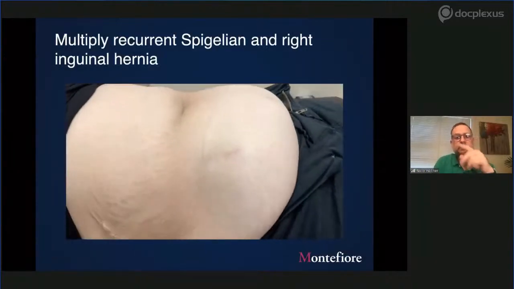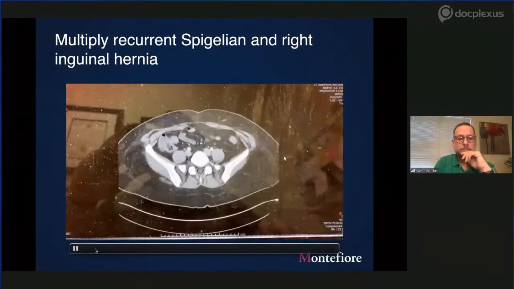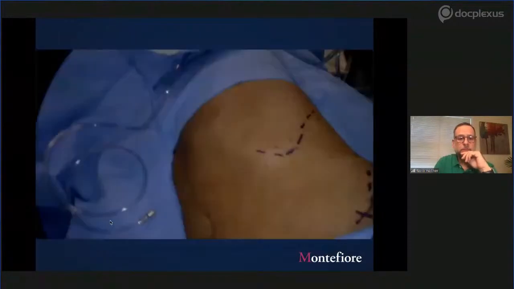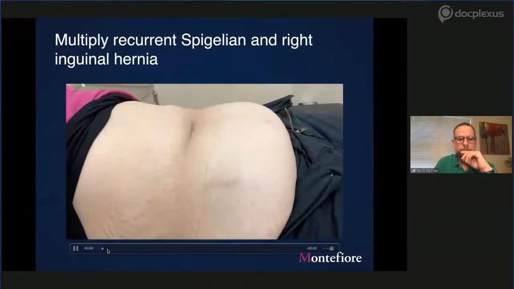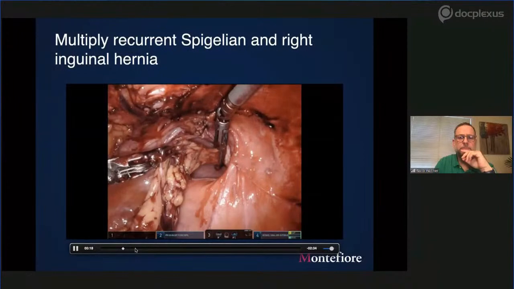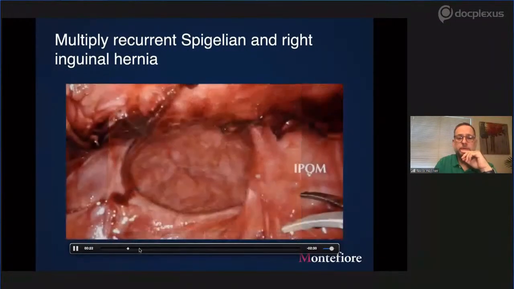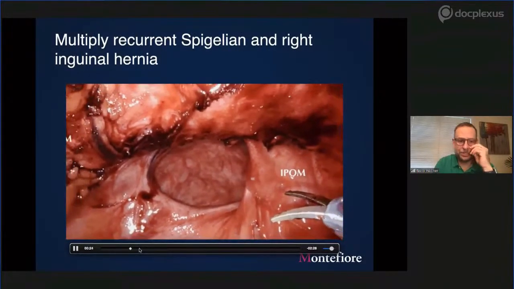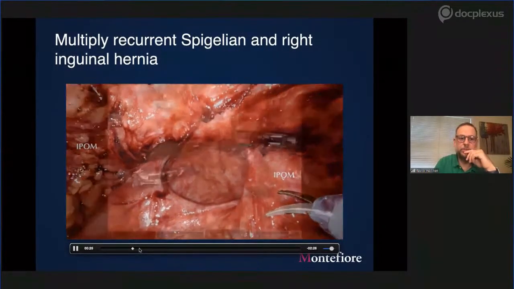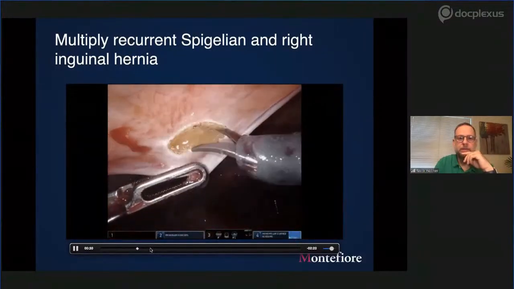These are videos from Conrad, just to show you that off midline there is still an option. We can do, this is a recurrent Spigelian hernia. It has a prior IPOM repair together with a right groin. You see the prior IPOM mesh, the recurrence, and down into the pelvis in the groin area, it had recurrence.